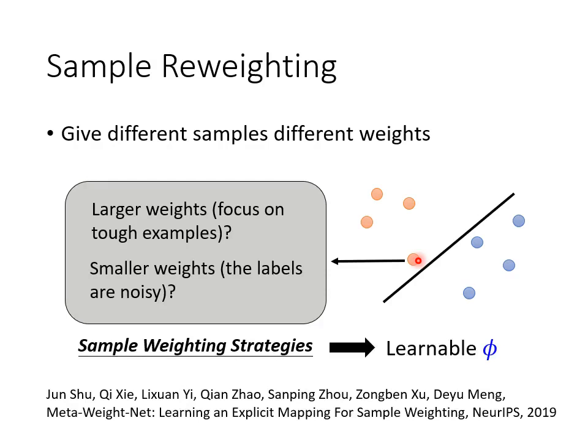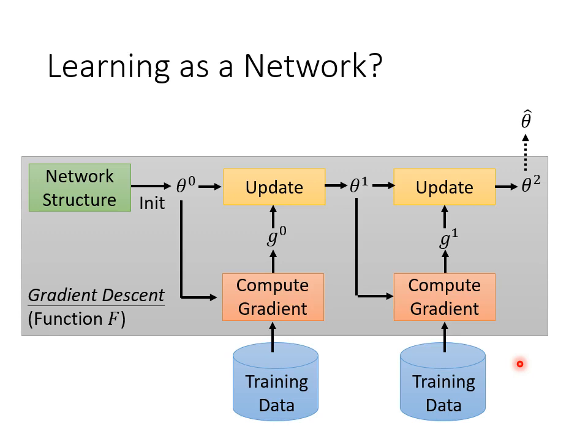How about using meta-learning to learn it? How about considering the sample weighting strategy as phi, and using meta-learning to automatically learn phi for you? And people already tried that. And until now, our learning algorithm is still based on gradient descent. We just try to learn the components in gradient descent.